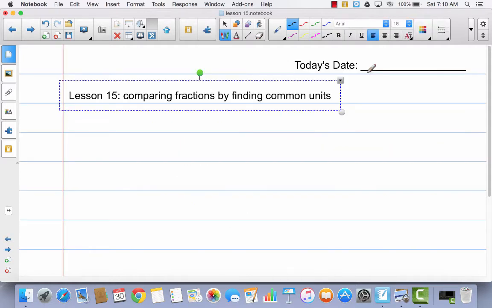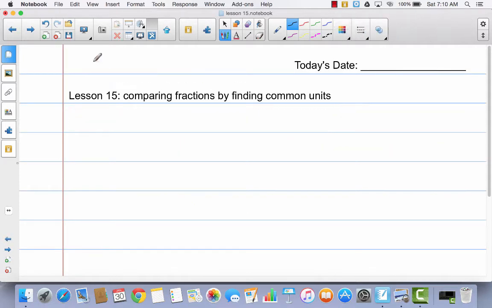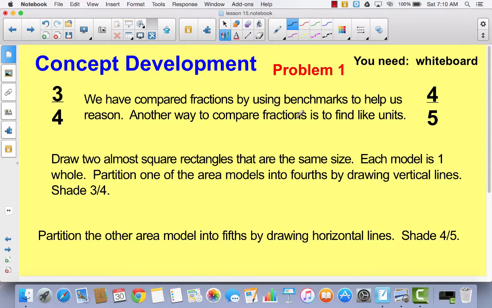You're going to need your math journal today, so go ahead and get it out and have it ready. Write today's date and Lesson 15, comparing fractions by finding common units. We're not going to write a whole lot in our journals, but we will write a little bit in there. Okay, so the first thing I want you to do is we are going to learn how to find common units.